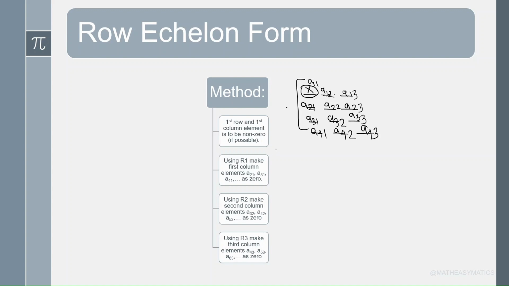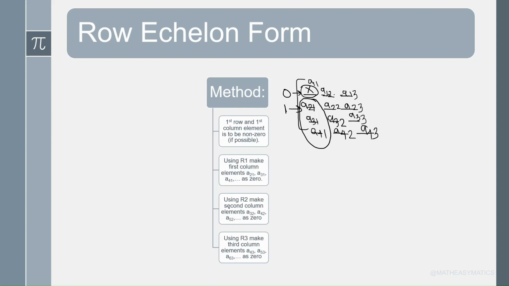Using R1, make first column elements A21, A31, A41 as 0. So we have to make this 0. As we have studied in row echelon form, if here we have 0 zeros, then here there should be at least one 0. We have learned this in the definition of row echelon form.